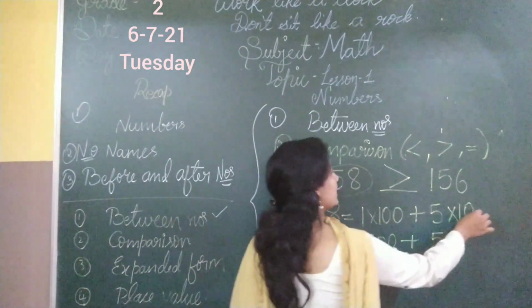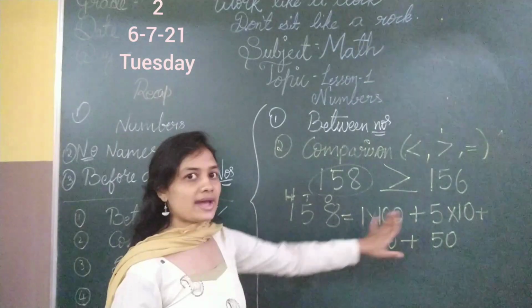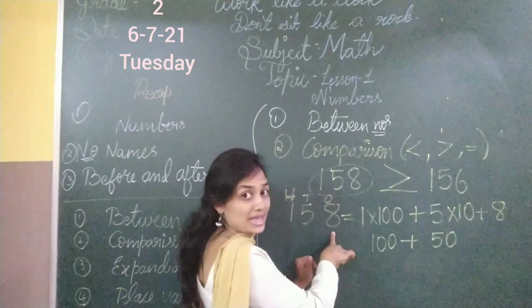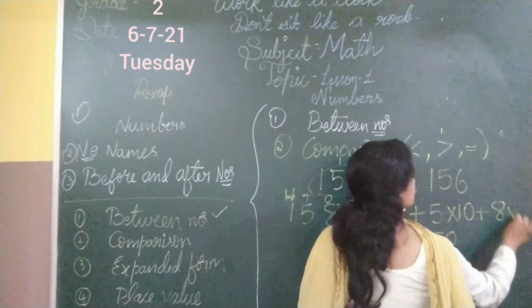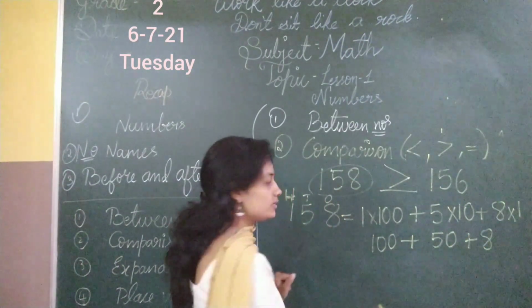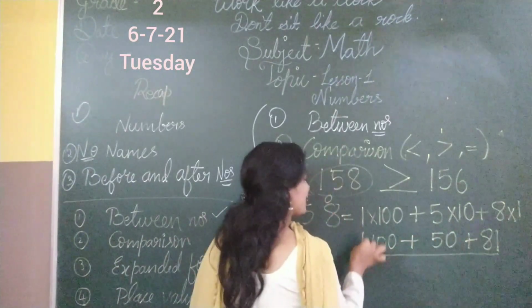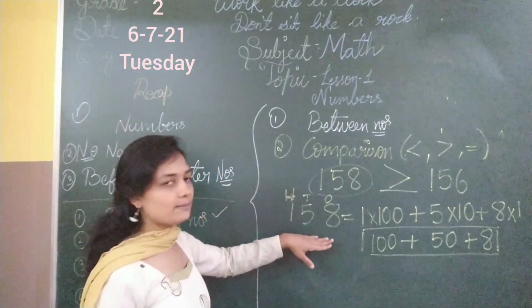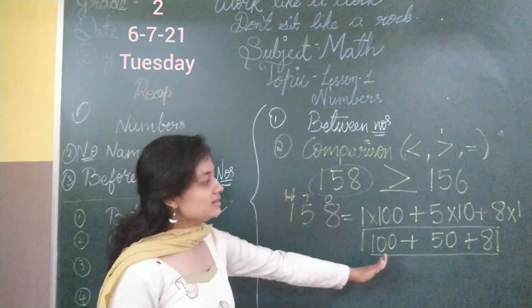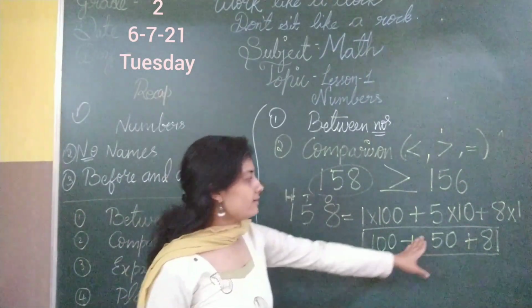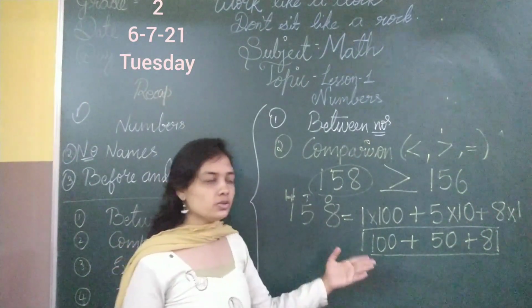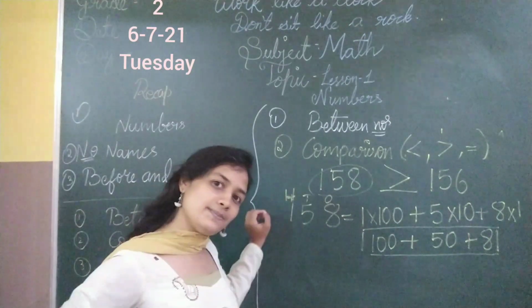Next, I have one more number to write here, right? So I add one more plus and write the next number, 8. And 8 is in which place? It is in the 1s place. Into 1. So what is 8 1s? 8. Right? So this is my expanded form. See, the number we have written here is very small, 158. But we have written this in a big manner. Same thing, but we have made it a little bigger. That's the difference. So expanded form is nothing but making the numbers bigger.